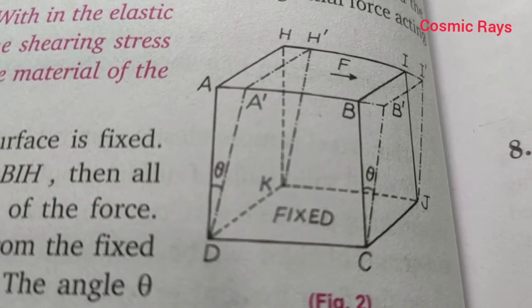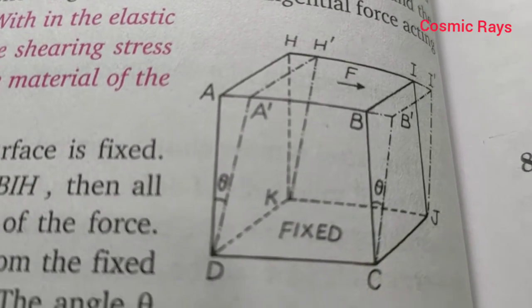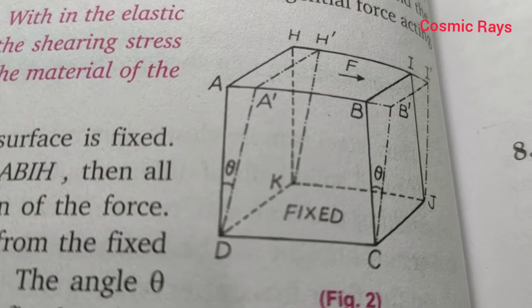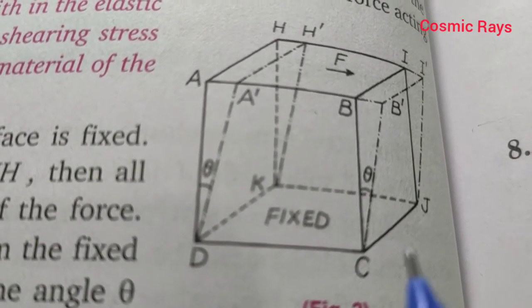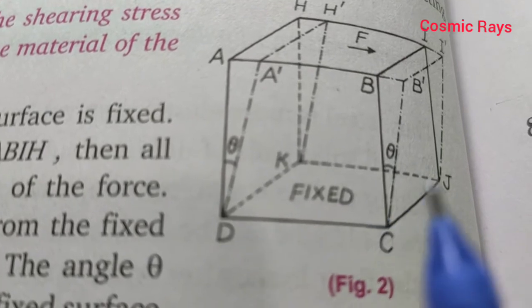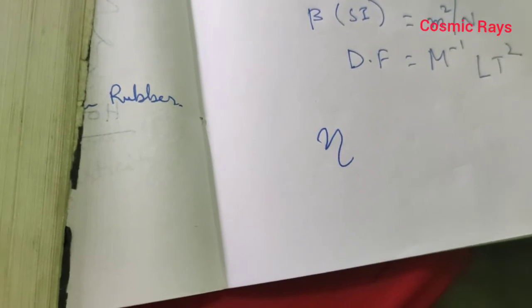Now this is the change in the dimension, but the lower portion of the cuboid hasn't changed, it remains fixed. So when we find the ratio of this shearing stress to shearing strain, that ratio is known as the modulus of rigidity, and that is denoted as eta. This is modulus of rigidity.